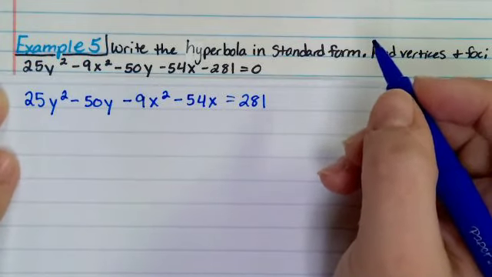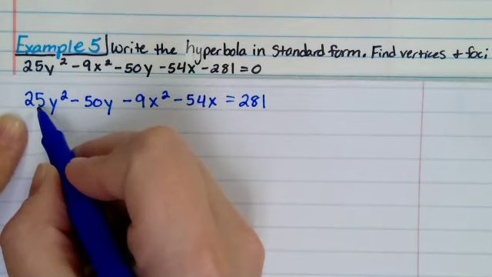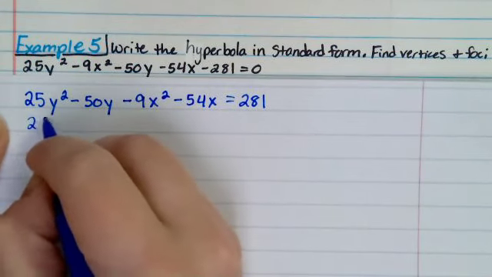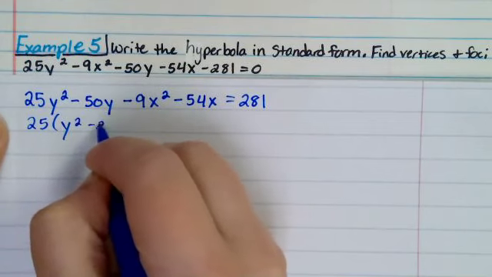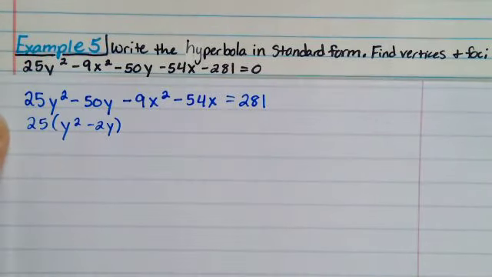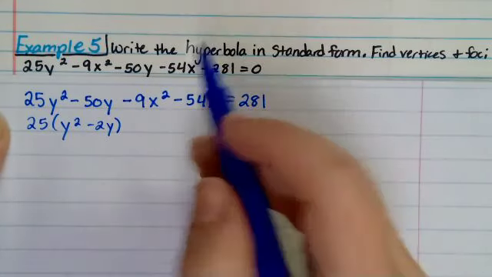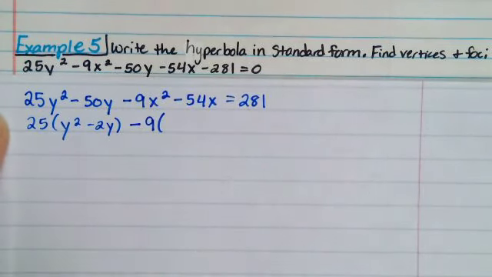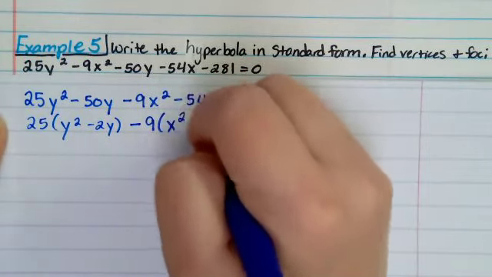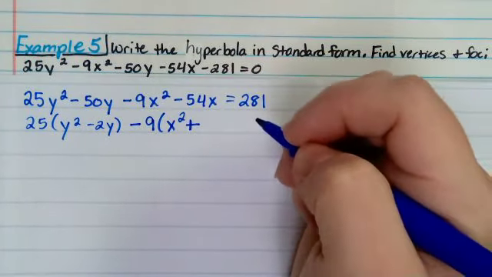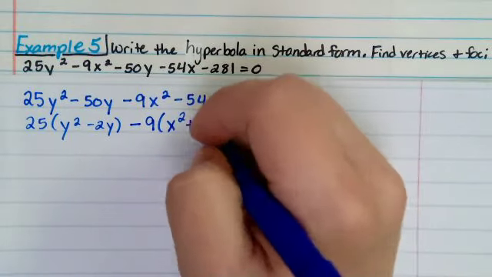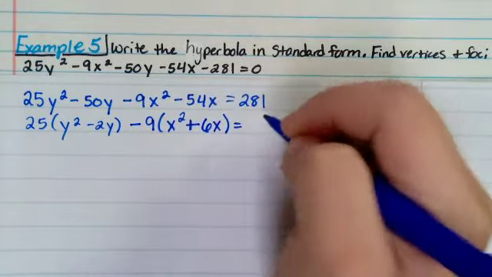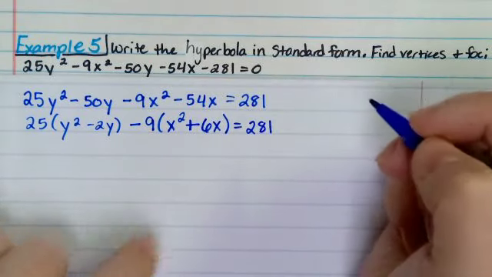All right, and the next thing I'm going to do is take out the leading coefficient for our squared terms. So here I'm going to take out 25. So I have y squared minus 2y. Here's where you have to be the most careful with the hyperbolas, and you have to do something a little bit extra than what we had in the ellipses. You see how this is a -9? So when I factor this out, I'm factoring out a negative with it. So this is x squared plus, right, because I factor that negative out. So plus 6x. And then here we go, 281 on the other side.